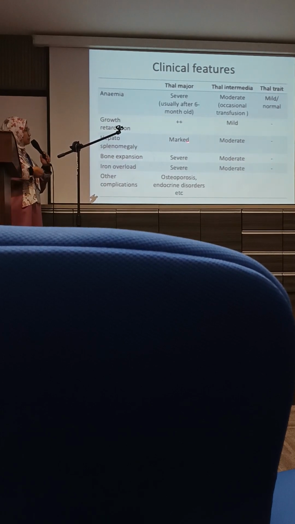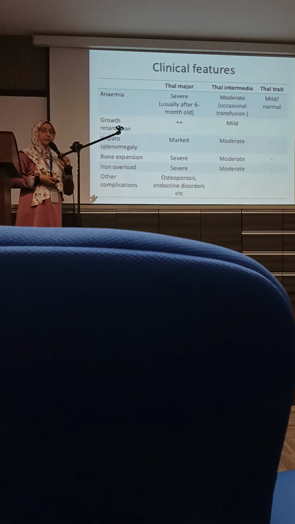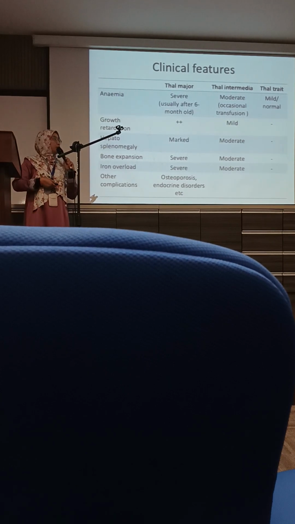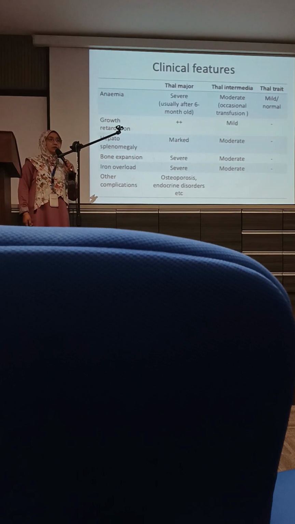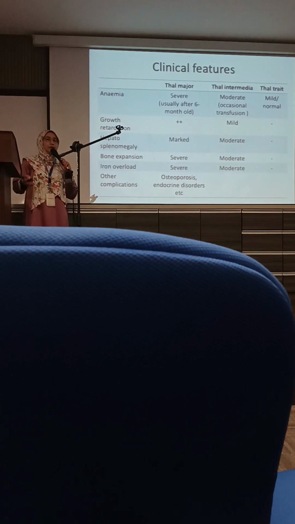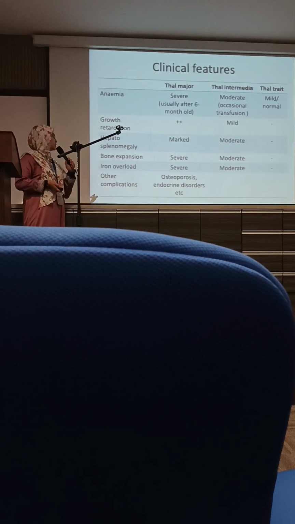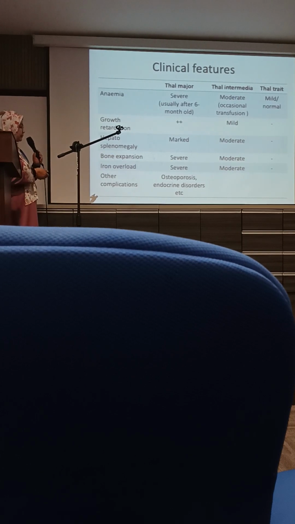Hepatosplenomegaly is marked in thal major and moderate in thalassemia intermediate. Why do you think they have this hepatosplenomegaly? Hemolysis. Okay, what else? Ada 2 sebab kenapa dia akan ada hepatosplenomegaly. Satu is hemolysis happens mainly in the spleen. Satu lagi, because of the severe anemia, you have extramedullary hematopoiesis. Okay, so that are the causes of hepatosplenomegaly.